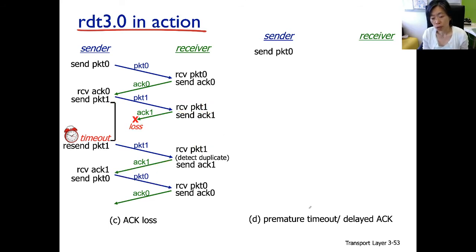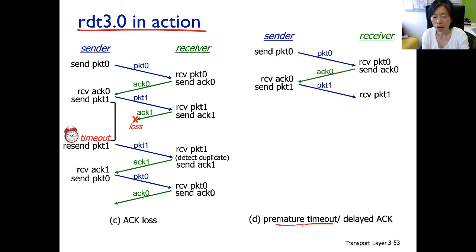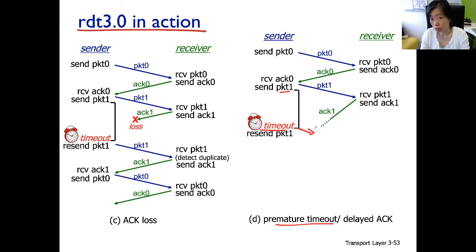Scenario number 4 is to illustrate this case, premature timeout. So that is when the timeout interval is this long, but the ACK and data take a long time to take a round trip back. All right. The scenario goes like this. Packet 0 goes, ACK 0 back. Packet 1 goes, ACK 1, yeah, takes longer than usual to come back. So at this time point, the timer expires, and packet 1 here gets retransmitted.